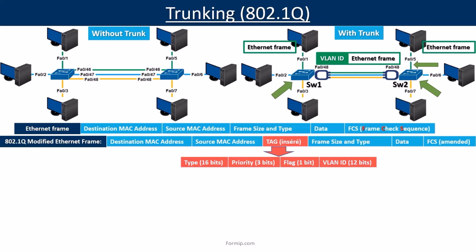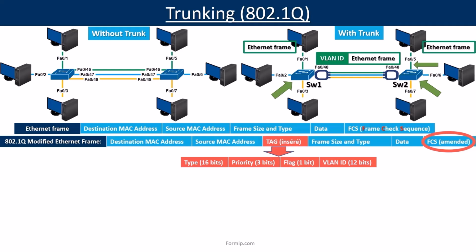As the original header has been modified, 802.1Q encapsulation requires recalculating the original FCS field in the Ethernet frame, as its content is based on the entire frame. The FCS field can detect if errors have crept into the frame during its journey. We will now see the configuration of a trunk.